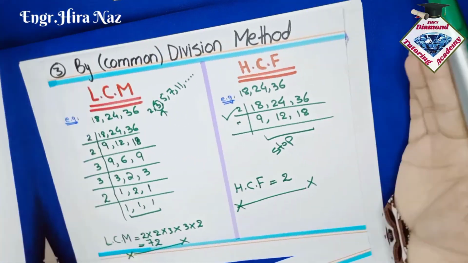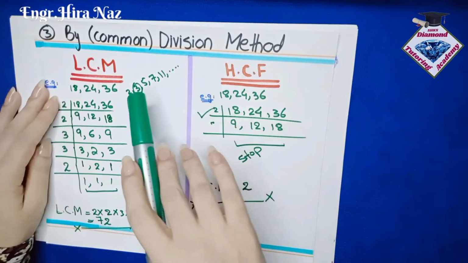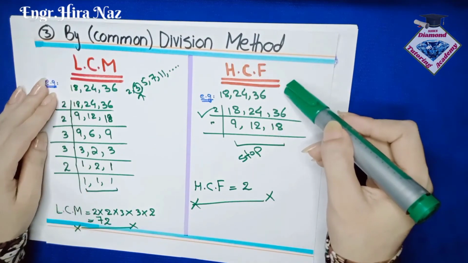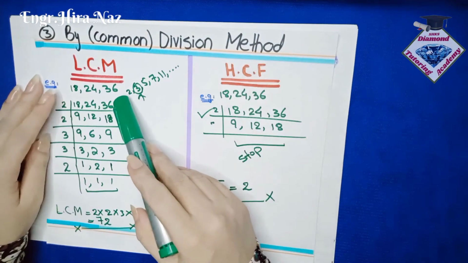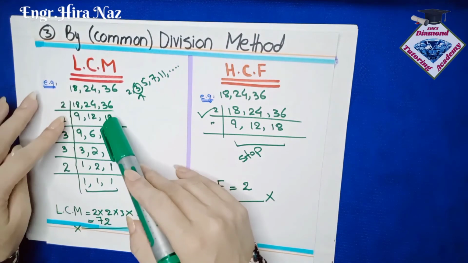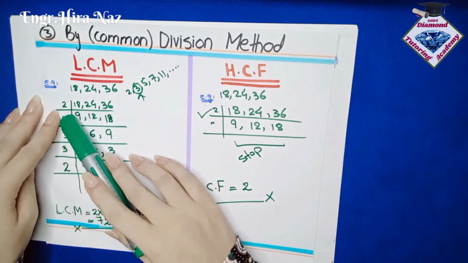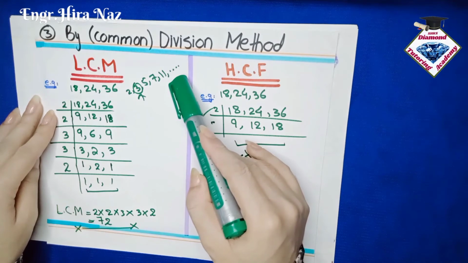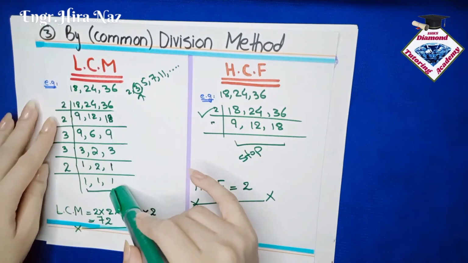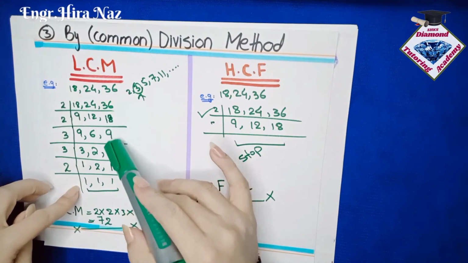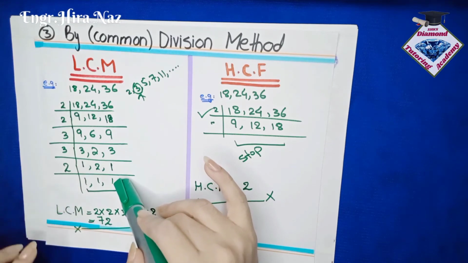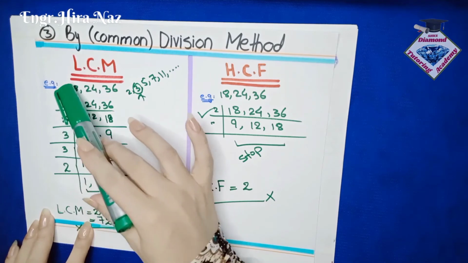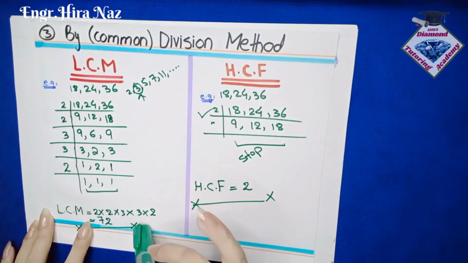Understand? Let me recall this method. Whenever you are going to use the common division method to take an LCM or HCF, you have to divide all the given numbers at the same time with some divisor which is taken from prime numbers. Understand? So, at the end, when you have remainder 1, you have to stop division and you have to take LCM. What is LCM in this case? The product of all the divisors is the LCM in this case.